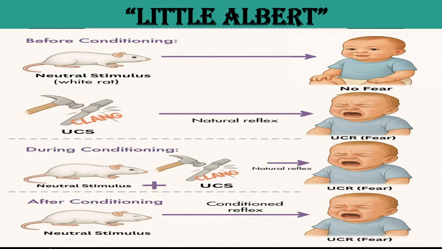After several pairings, Albert began to show fear, which is the conditioned response, or CR, at the sight of the white rat alone, now the conditioned stimulus, or CS. Even without the noise, Albert was showing fear.